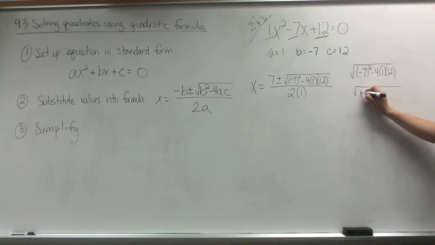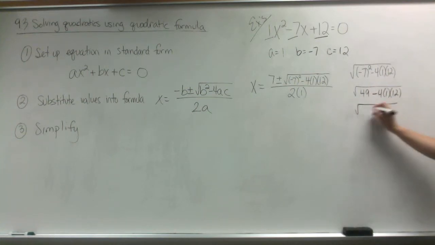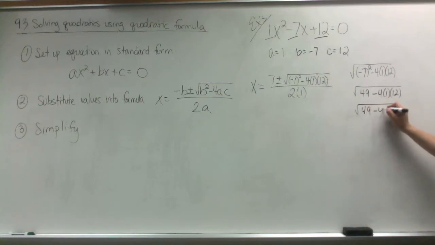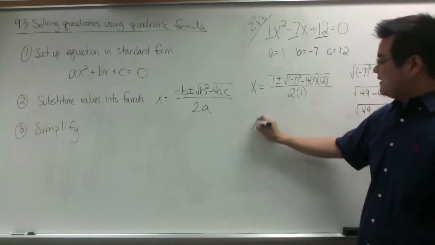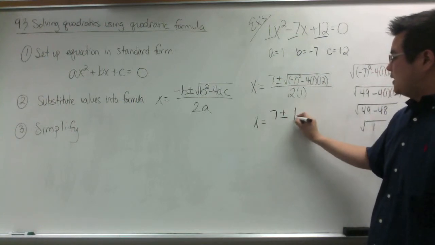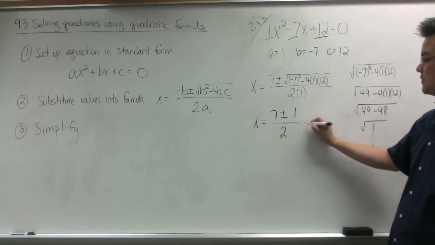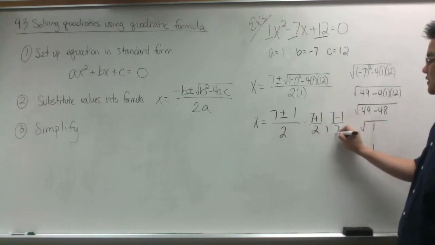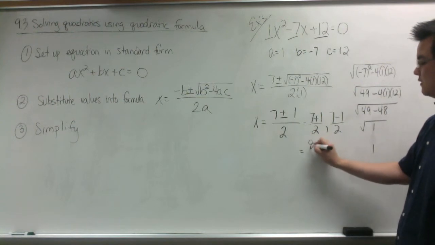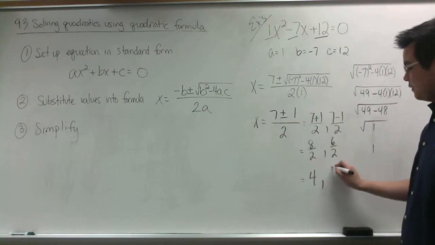So -7 squared is 49 minus 4 times 1 times 12. 4 times 1 times 12 is 48. And 49 minus 48 is 1, and the square root of 1 is 1. So in my work here, I'll have x is equal to 7 plus or minus 1 over 2. Now I'm going to simplify this. Recall that this represents 7 plus 1 over 2, and also 7 minus 1 over 2. So I'm going to simplify this, 8 over 2, 6 over 2, and I get my 2 answers, 4 and 3.